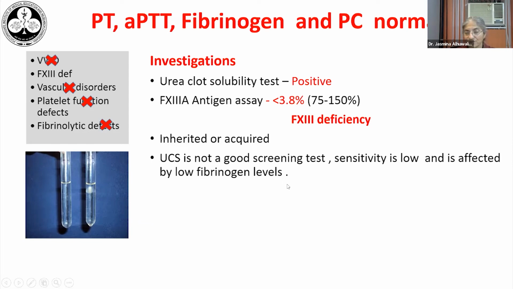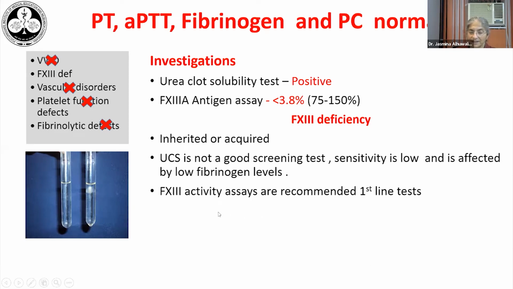Urea clot solubility test, though easy to do and very affordable, is not a very good screening test because it has very poor sensitivity. It will be positive only when the factor 13 levels are very low. It is also affected by low fibrinogen levels. So if there is low fibrinogen, the test may give us a false positive. So it is always recommended that factor 13 activity assays be done as first-line tests.